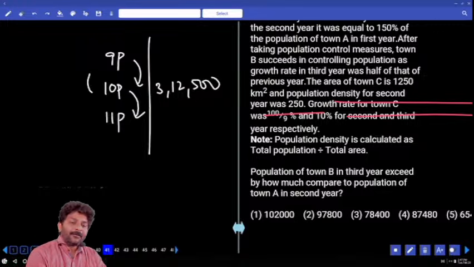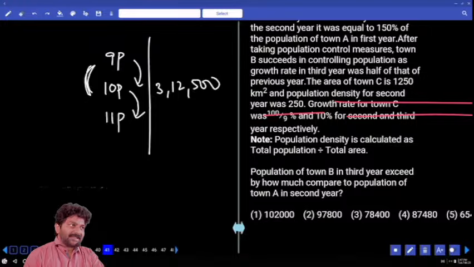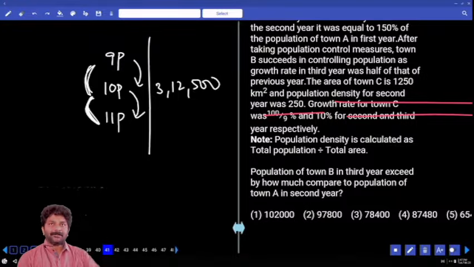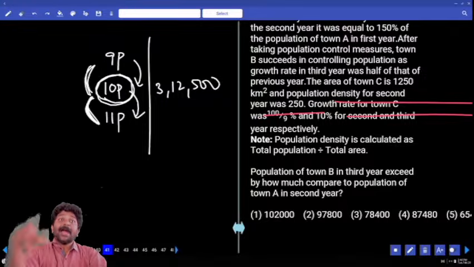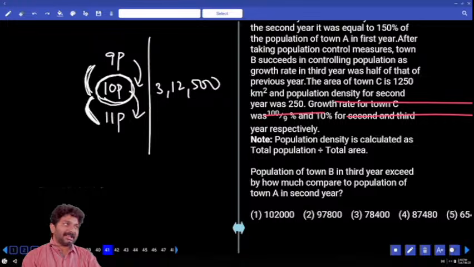So now, 1 part is the difference. Top and bottom, 1 part is 10% of this number only. So on the right hand side also, I'll subtract 10 percent, I'll get the first year data. Add 10 percent, you'll get the next year data. Understood? What is 10%?